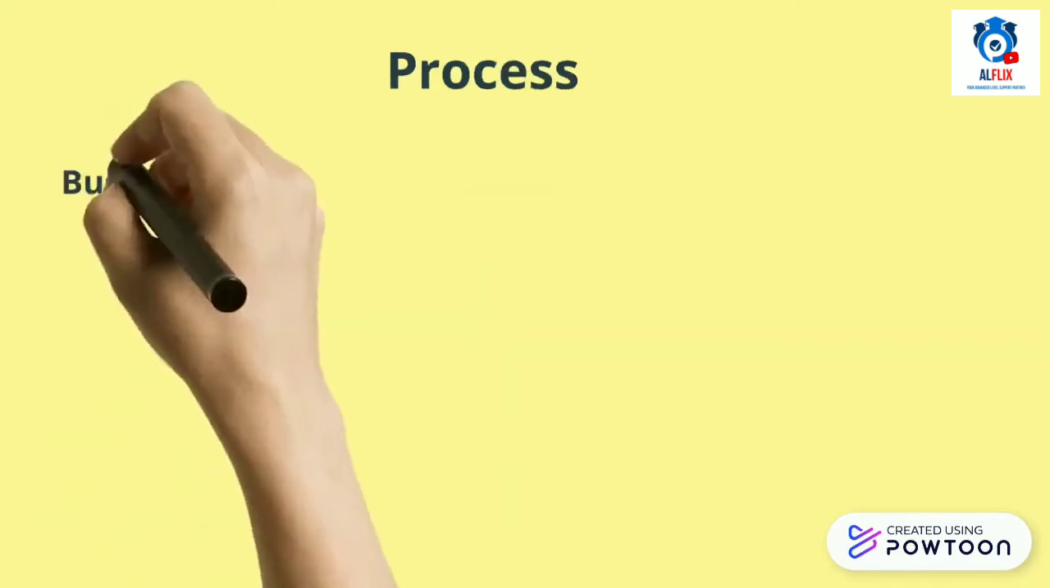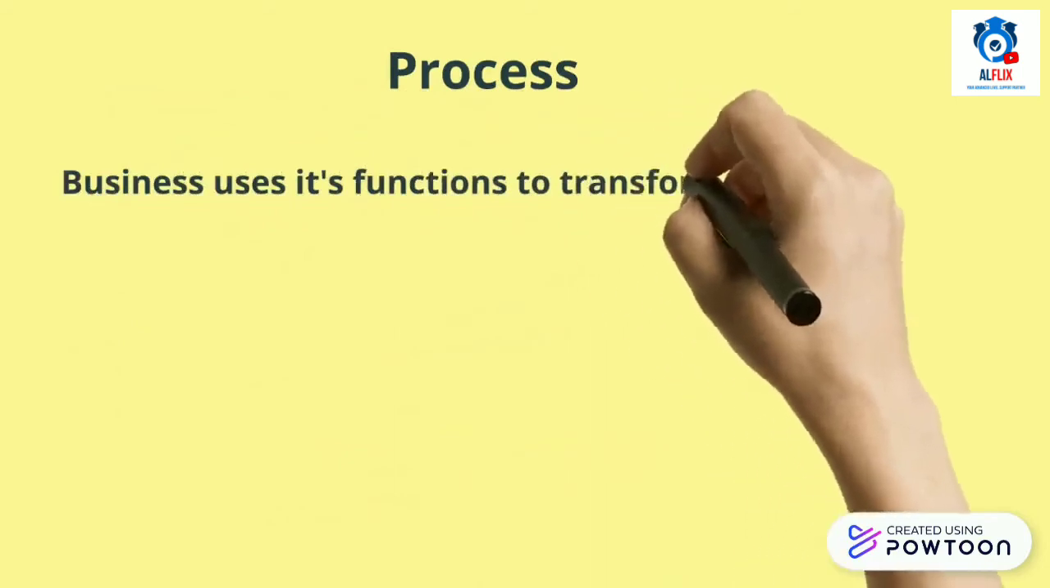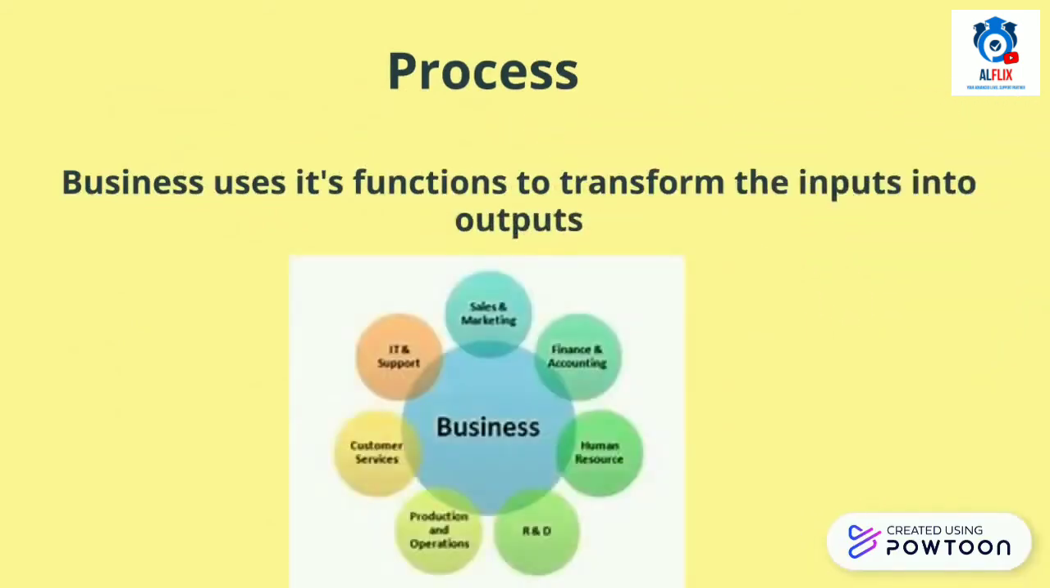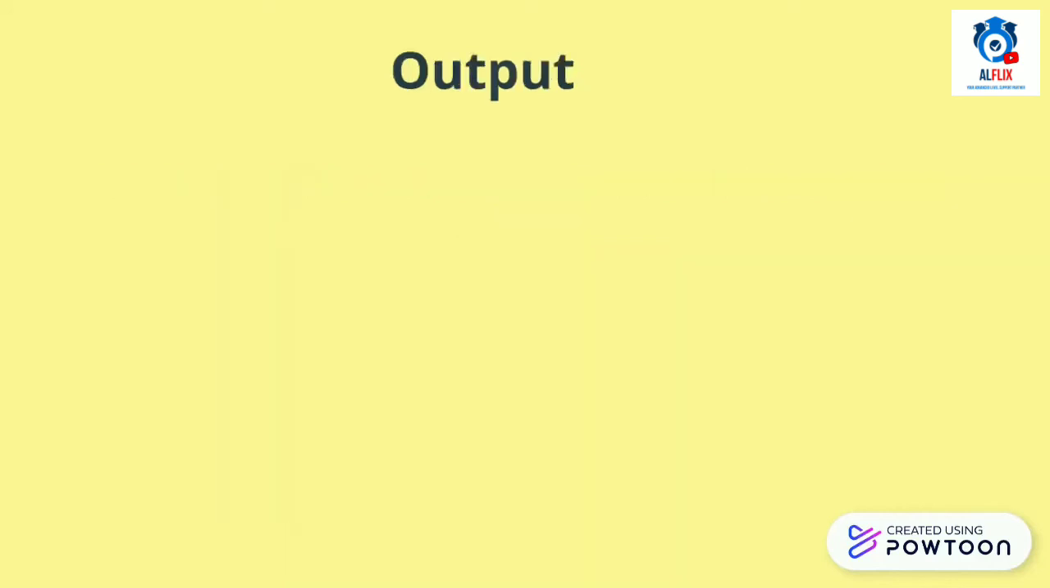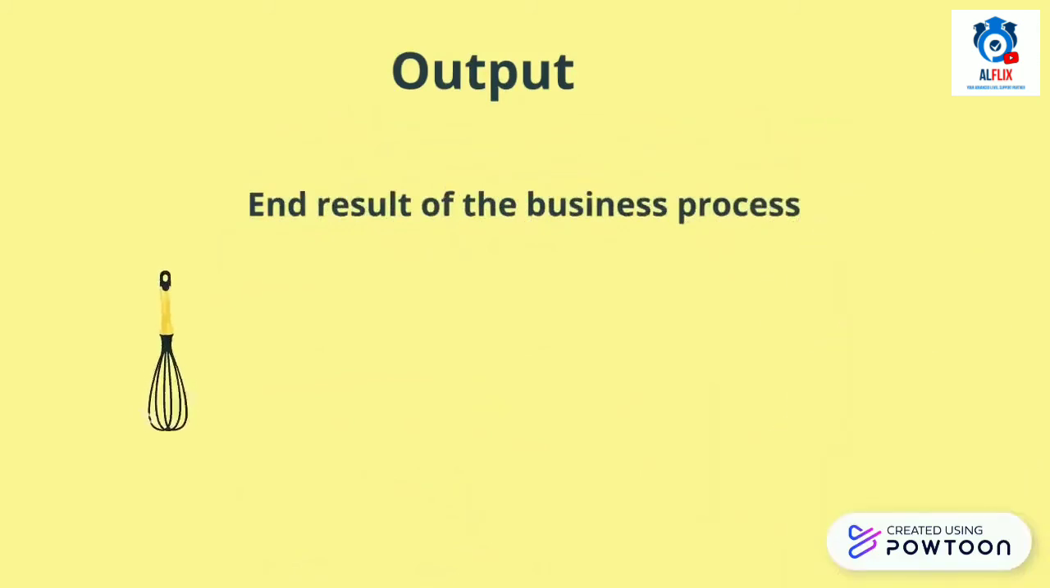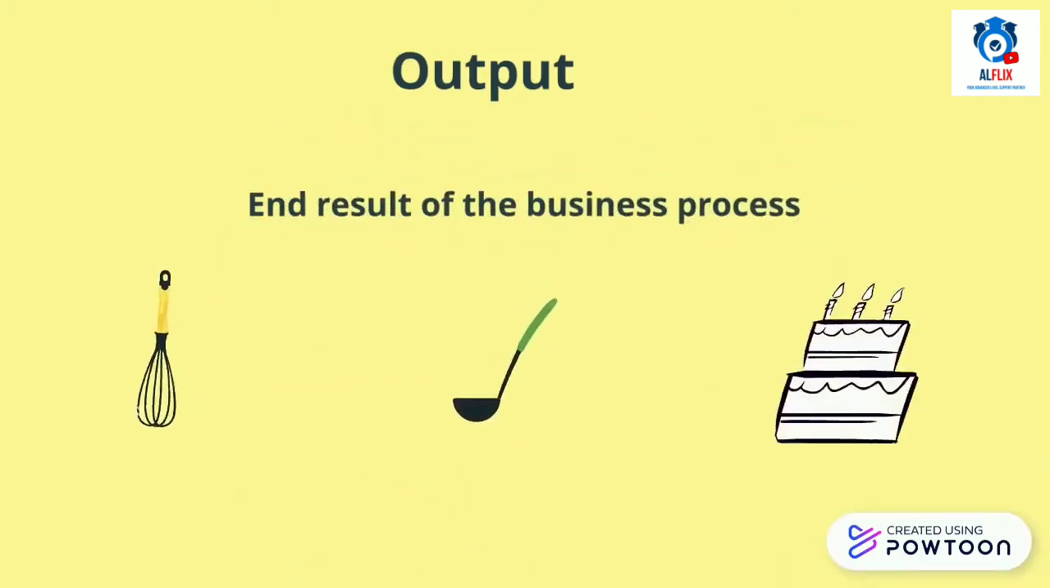This is where the business uses its functions to transform its inputs into outputs. Since we have already looked into the business functions, I am moving on to the next step, which is the output. So as discussed earlier, output is the end result of the business process, and the quality of the output is determined based on the quality of the inputs that are being used.